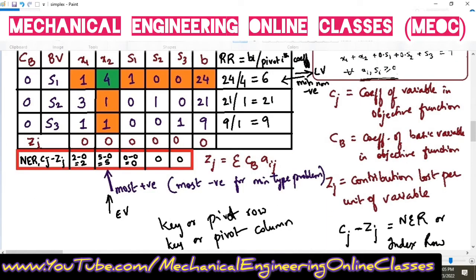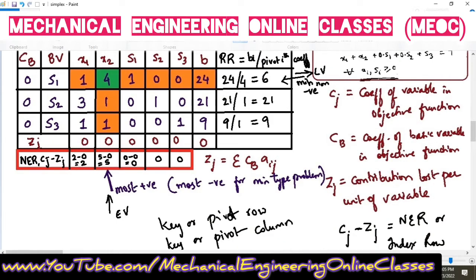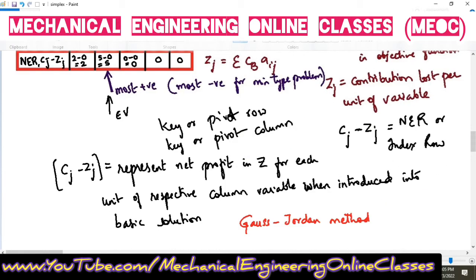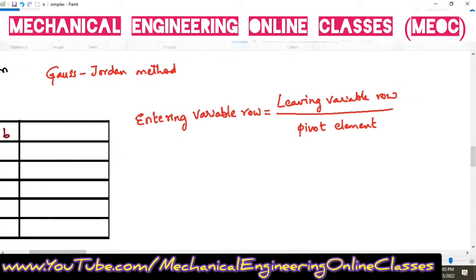It is EV, which is x2, the pivot column. Pivot column gives us the entering variable, which is x2. So x2 row should be written as, the entering variable row is equal to leaving variable row divided by pivot element.